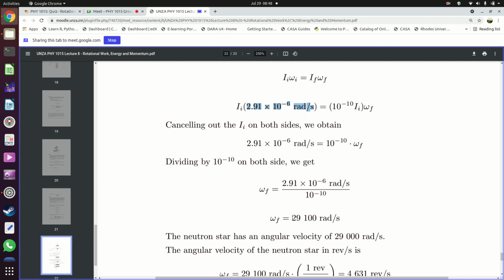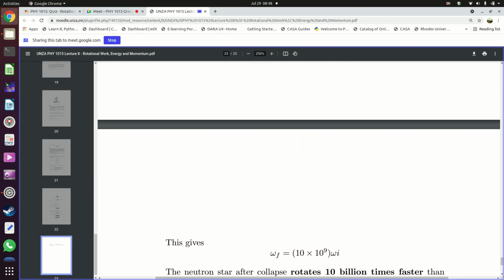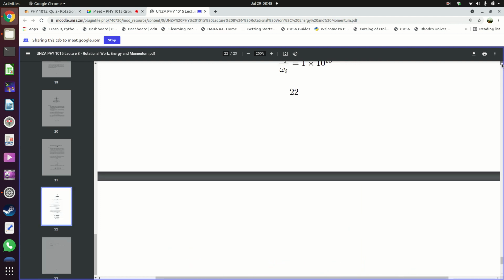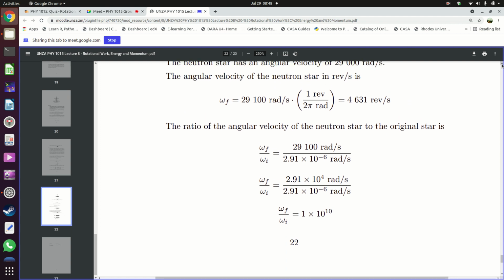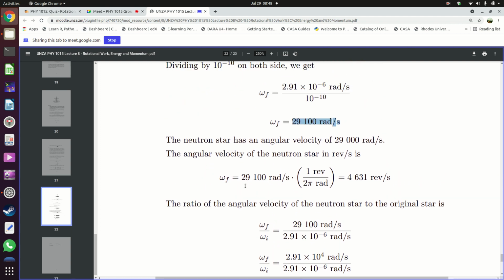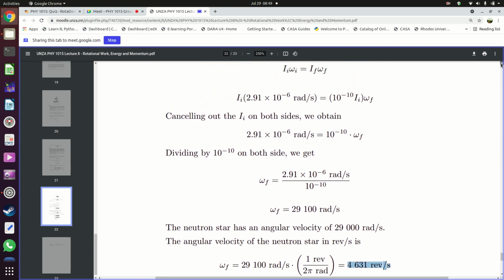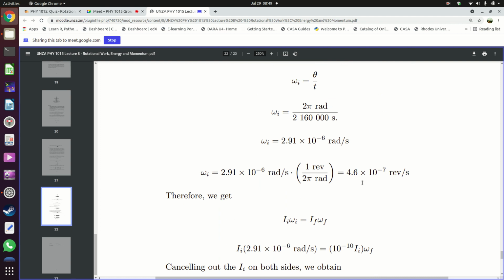So in this case, our neutron star has got this amount of angular velocity. You can also try to express this angular velocity in terms of revolutions per second. So that's going to be 29,100 radians per second multiplied by 1 revolution divided by 2 pi radians. So you're going to end up with 4,631 revolutions per second. So you can see in terms of revolutions per second, this is what you have after the star has collapsed. Then before that, this is what you had.